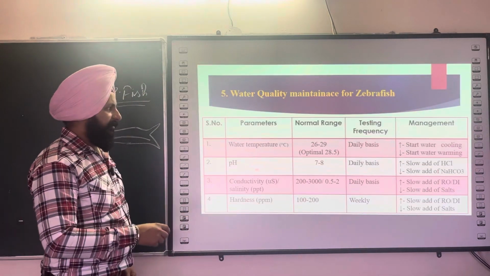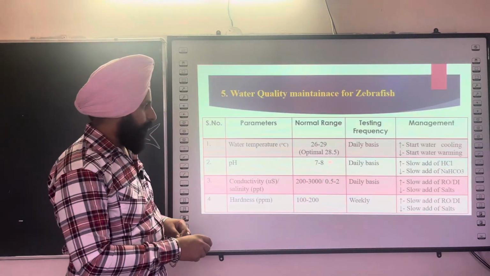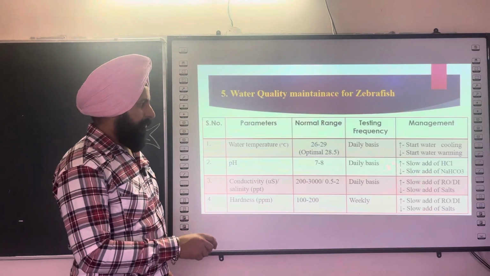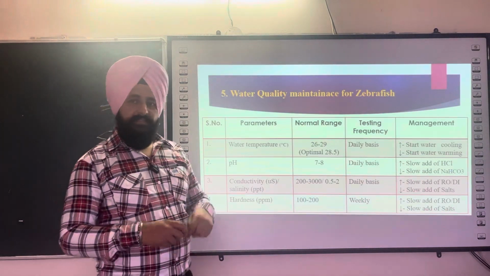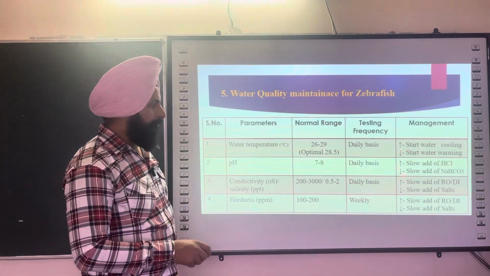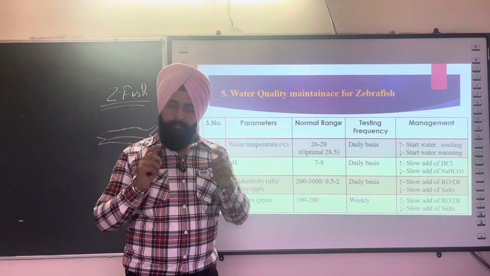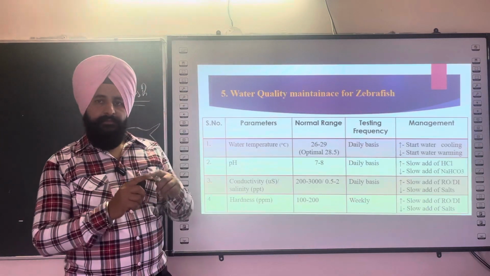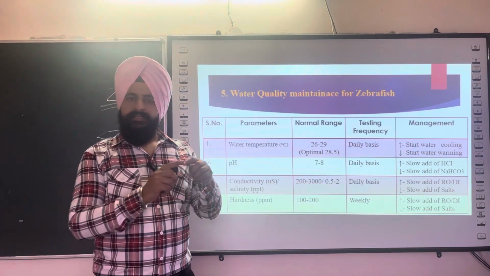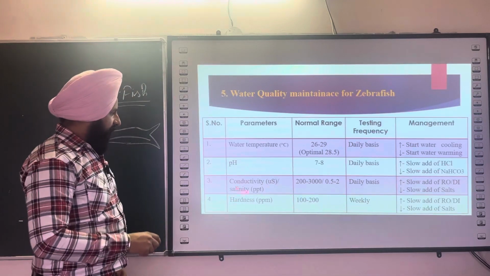Now the second parameter is pH. The normal pH range of the water where you are keeping zebrafish should be nearly 7 to 8, and it should be checked daily. If your water pH is low, you can increase it by adding HCl, hydrochloric acid. And if your water pH is high, you can lower it by using sodium bicarbonate. So remember, if the pH of the water is low, increase it using HCl, and if it is high, keep it around 7 to 8 using sodium bicarbonate.